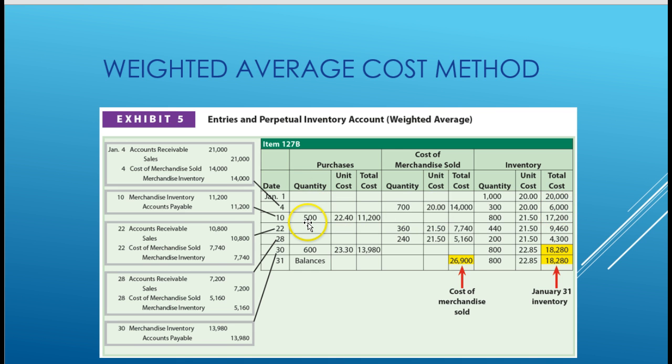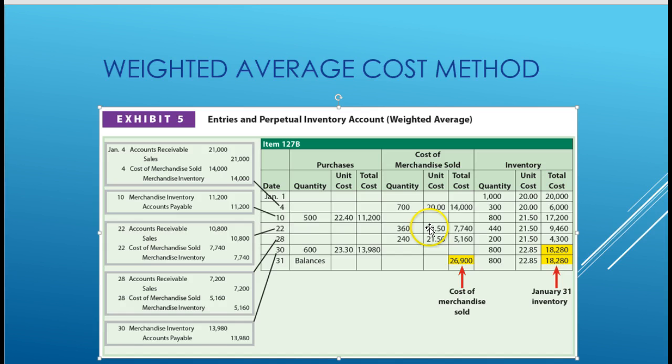Now we've purchased some. So we purchased 500 at $22.40 at a total cost of $11,200. So what you have to do is take the 6,000 plus the $11,200 and divide it by the total number of parts, which would be 800. That comes to a unit cost weighted average of $21.50. That means our inventory is at 17,200.